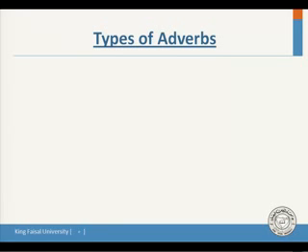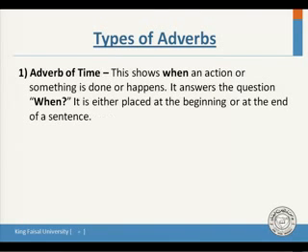So there are different types of adverbs, as you have seen from the examples on the previous slide. The first type is the adverb of time. The adverb of time shows when an action or something is done or happens. It answers the question when, and it is either placed at the beginning or at the end of the sentence.